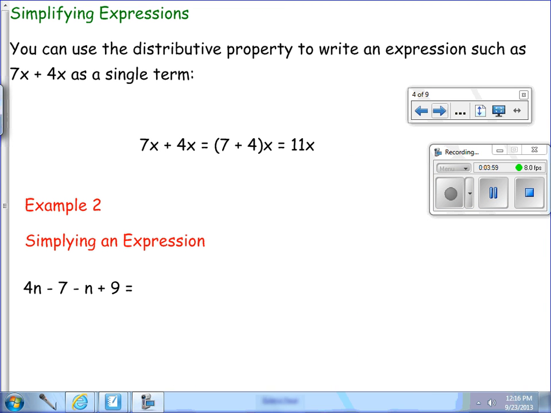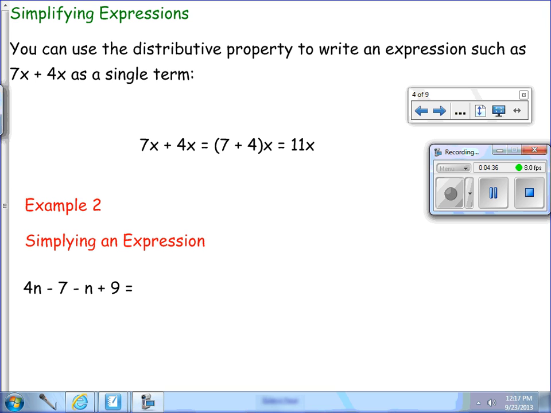Now, when you're simplifying expressions, you can use the distributive property to write an expression such as 7x plus 4x as a single term. So you have 7x plus 4x. What do the 7x and the 4x have in common? They both have an x in it. So we can write 7 plus 4 in parentheses, putting the x on the outside, and that equals 11x.